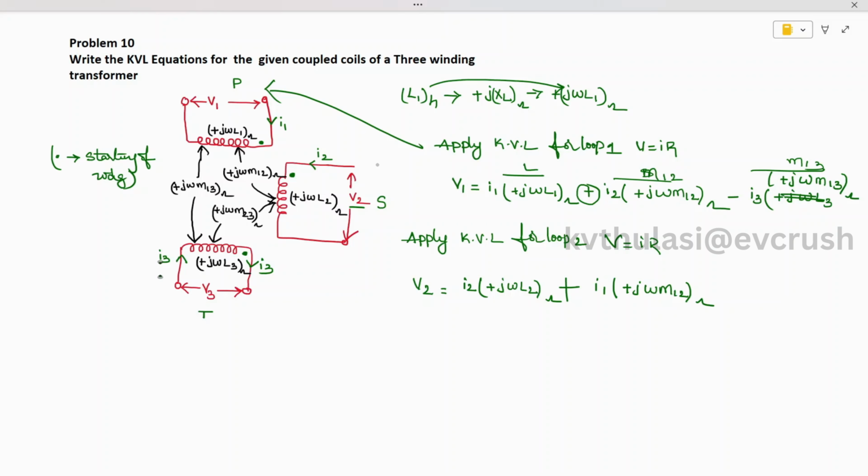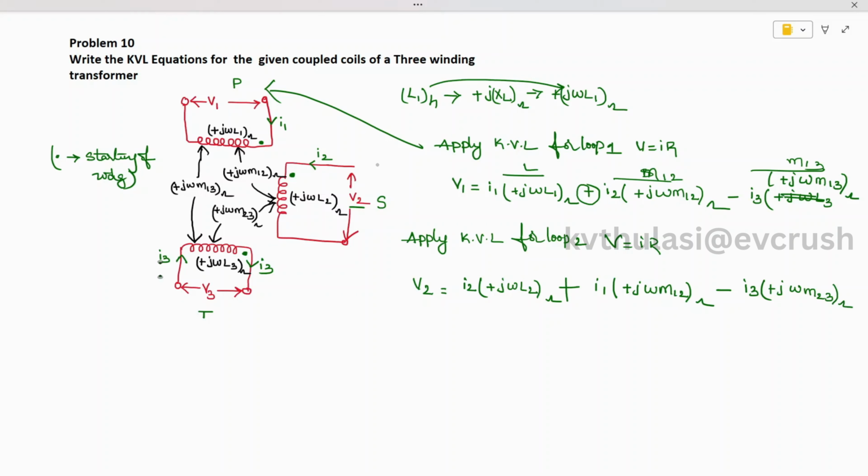Now, the second coil is also linked with the third coil, but in this fashion: I2 current is entering the coil, and I3 current is leaving the coil. Therefore, you will get the mutual inductance as minus, and this mutual inductance is always due to another current. That current is I3, and the mutual inductance we have is plus jωM23, second coil onto the third coil.